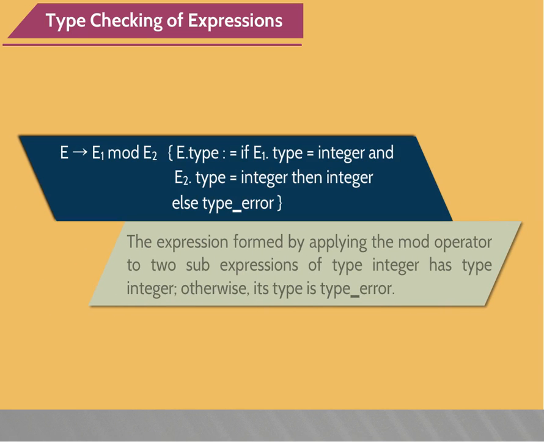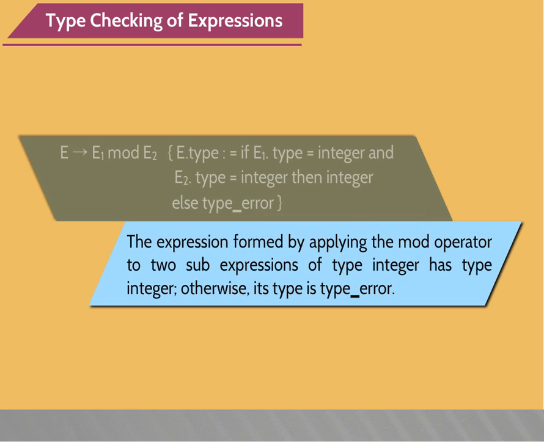E produces E1 mod E2. E.type := if E1.type = integer and E2.type = integer then integer else type_error. The expression formed by applying the mod operator to two sub-expressions of type integer has type integer, otherwise its type is type_error.